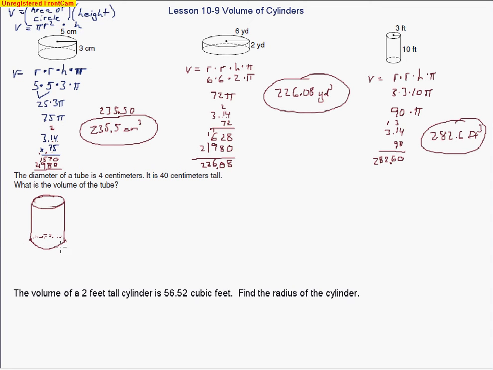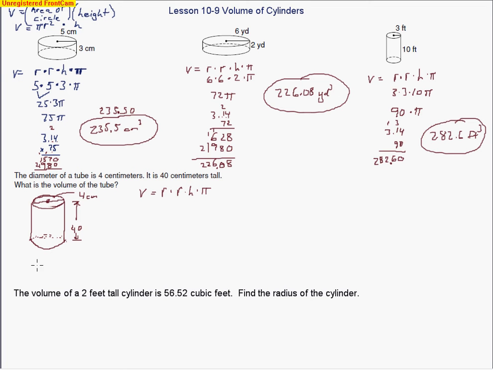And it says that the diameter, so the diameter is a line that goes through the center of the circle. There's my center right there. And the diameter is 4 centimeters, it says. And this cylinder is 40 centimeters tall. So there's a picture. Now, on the other problems, they gave us the radius. Here they're giving us the diameter. Well, our volume formula uses the radius. It's radius times radius times height times pi. So I need the radius.